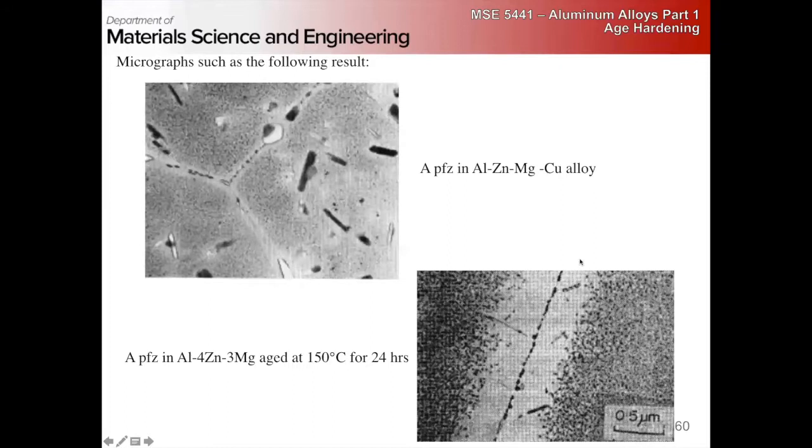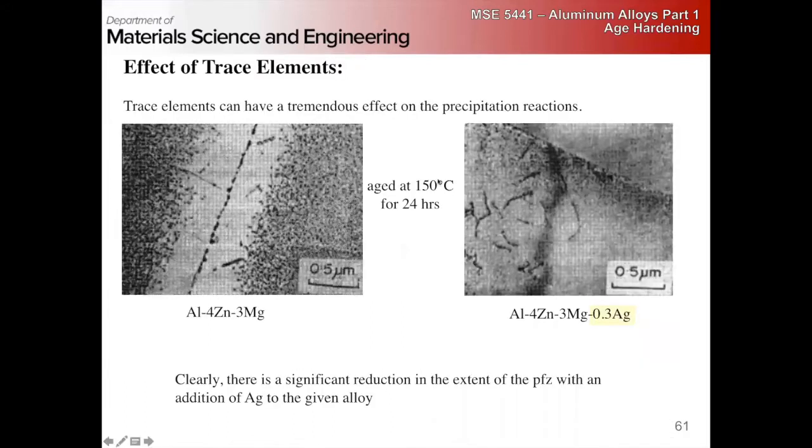It's going to slow, right? Because it has a farther distance to diffuse. So it's going to grow parabolic, with square root of time dependence. So small amounts of additional elements can really throw a wrench in this whole thing, right? If we add a little bit of silver to aluminum zinc magnesium, we completely eliminate the precipitate-free zone.